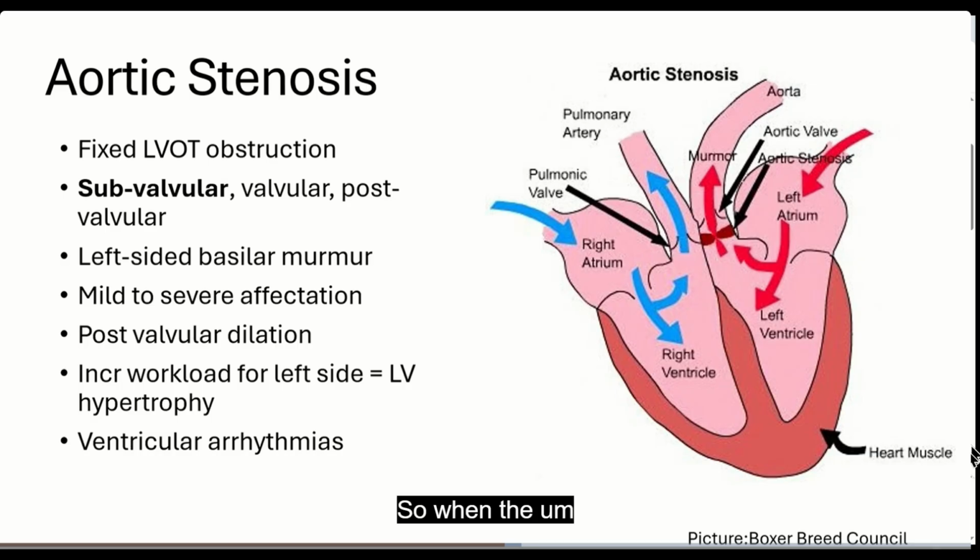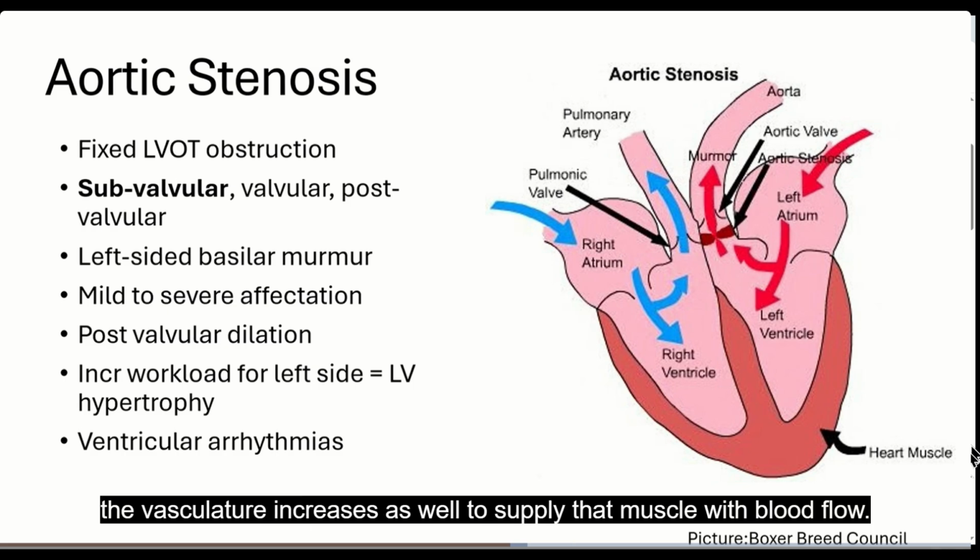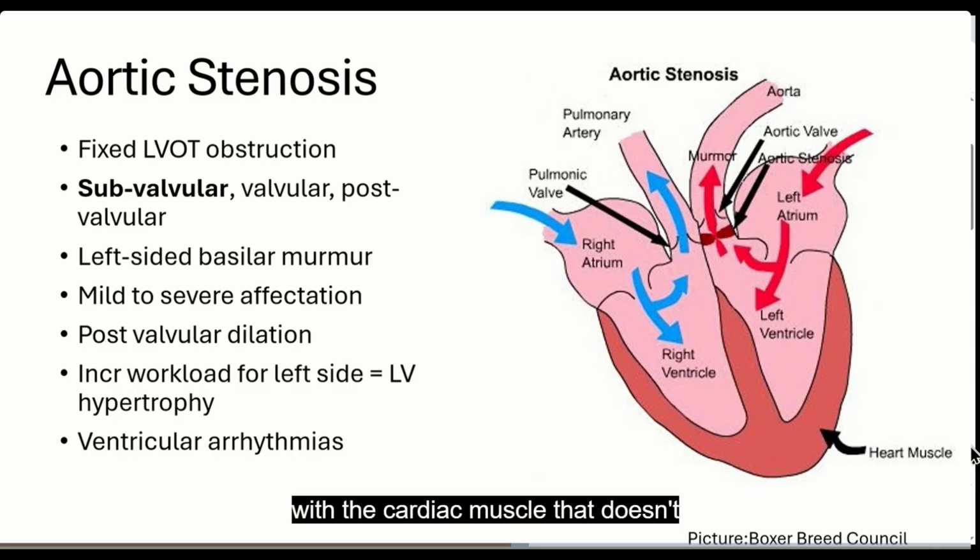So when the muscle walls increase in size, with cardiac muscle, the blood supply to supply that muscle, the blood vessels there, they don't also increase in size. So when you work out any other muscle in your body and you increase that muscle size, the vasculature increases as well to supply that muscle with blood flow. Unfortunately, with the cardiac muscle, that doesn't happen. The vasculature is there and it's fixed. So as the ventricular muscle increases in size, the blood vessels don't.